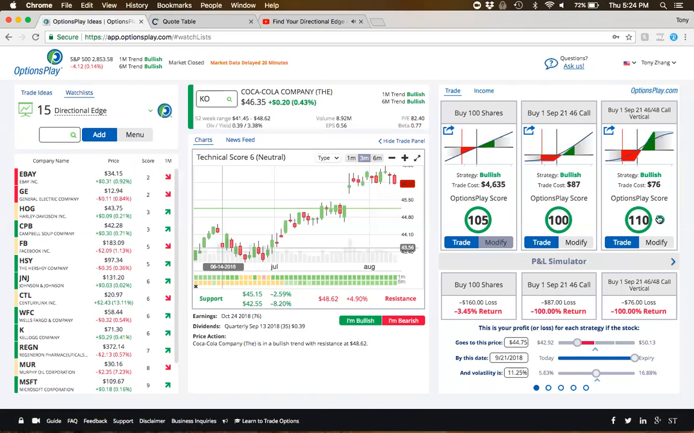What is the significance of the check mark next to the options play score? That's just telling you which one of these strategies has the highest options play score. That's it.